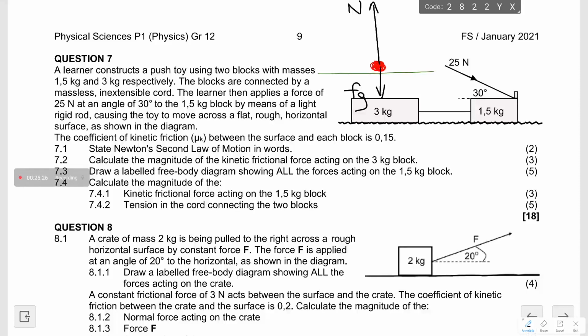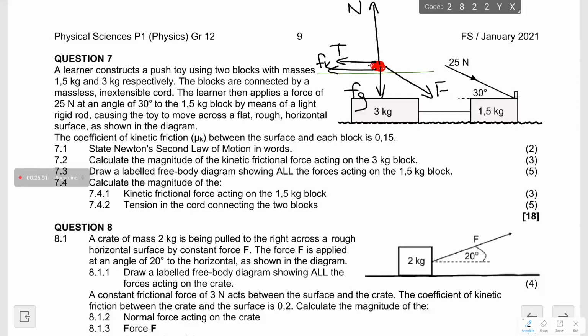And then of course we are told that the object is on a rough surface. There's going to be kinetic frictional force, and there is a cord connecting the 3 kg block and the 1.5 kg block. So we're going to have tension, and then finally there is a push force, which is going to give us the applied force, which is obviously going to be in 2D in that regard, going downwards.